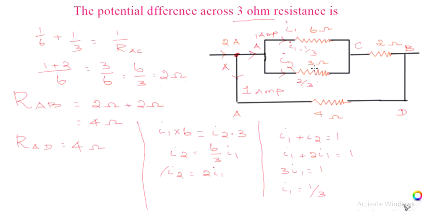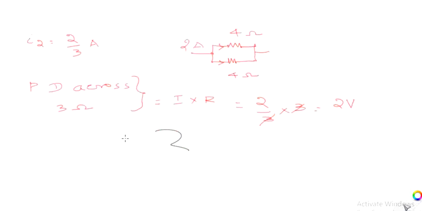After that we just multiply. How do we calculate? The potential difference between this and this is the same, because both are in parallel. Therefore, I1 into 6 equals I2 into 3, and we get the relation between I2 and I1. This I divides into two branches, therefore I1 plus I2 equals 1, and if you solve for I1 and I2, you get the value of I2. Therefore, the potential difference is current into resistance. Hope you can understand this.